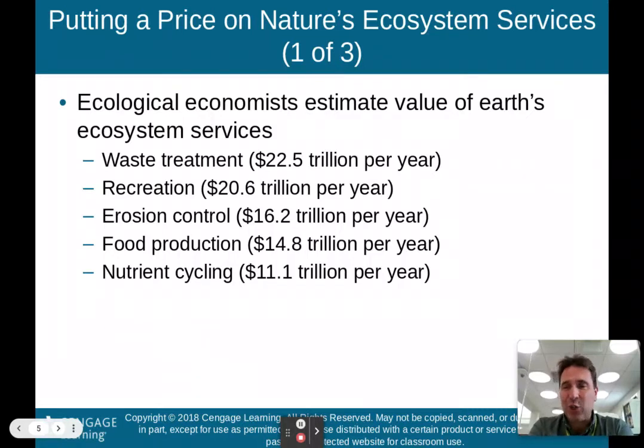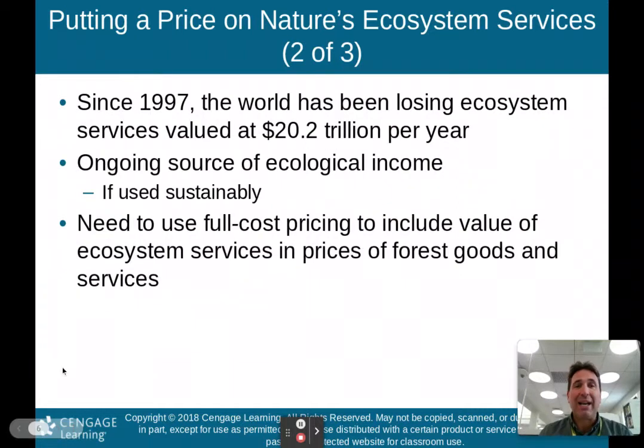So while you do make some money by cutting down a forest and selling wood, you're not making as much money as these estimated values of the ecosystem services that you're destroying by cutting down that forest. Since 1997, the world has been losing ecosystem services valued at about $20 trillion per year. Forests are an ongoing source of ecological income if used sustainably, because forests can regrow themselves. Unfortunately, it's not being used sustainably in many parts of the world.